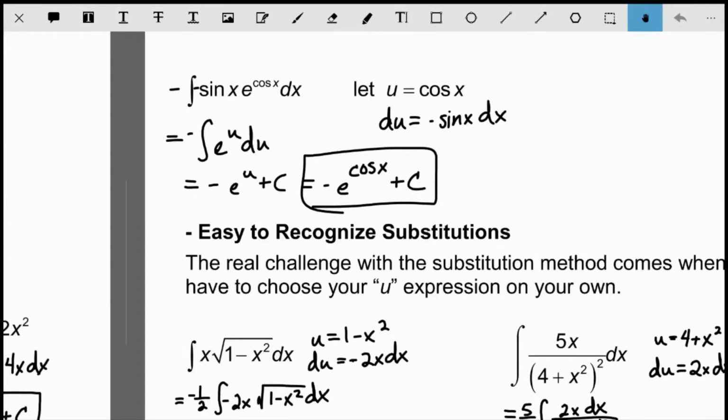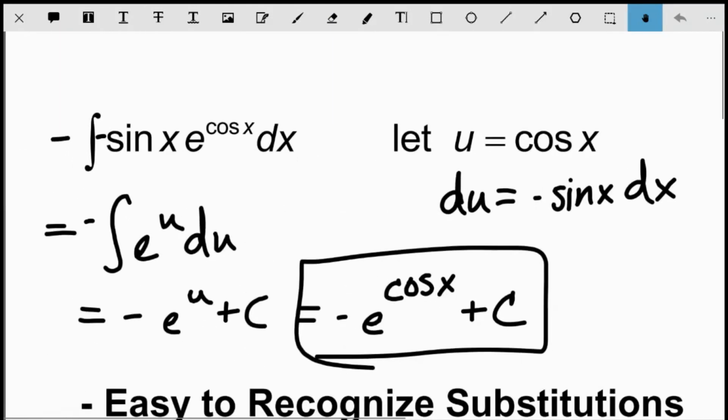The last one that you had where the u was supplied was this one. And we had u as cosine x, the du is negative sine x dx. So in the original integral, I didn't have a negative sign. So I put a negative in there, which means I need to put a negative on the outside so that it multiplies together to give me the original integral.